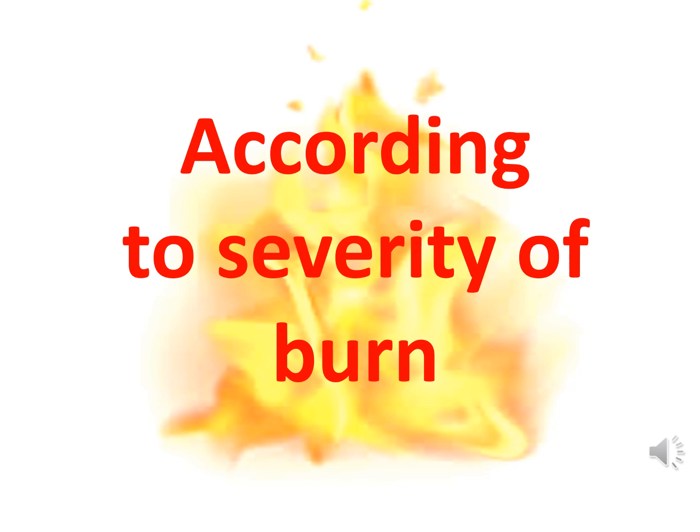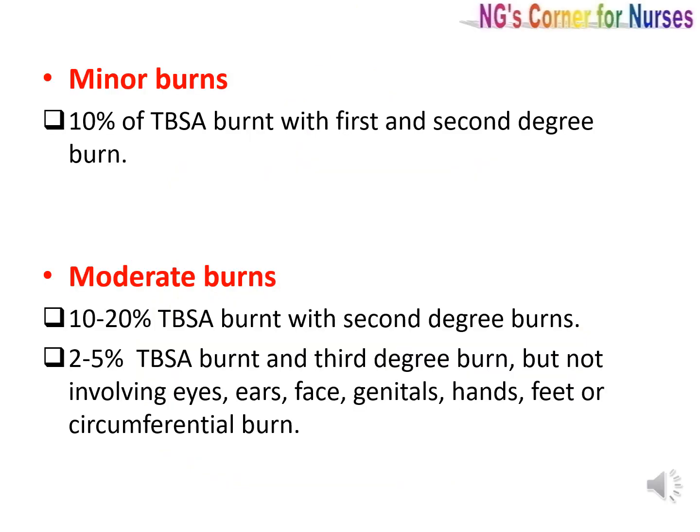Next, coming to the classifications according to severity of burn. First is minor burns. It includes 10% of body surface area burnt with first and second degree burn. Next is moderate burns. It includes 10 to 20% of total body surface area burnt with second degree burns, and 2 to 5% of total body surface area burnt with third degree burn but not involving eyes, ears, face, genitals, hands, feet or circumferential burn.